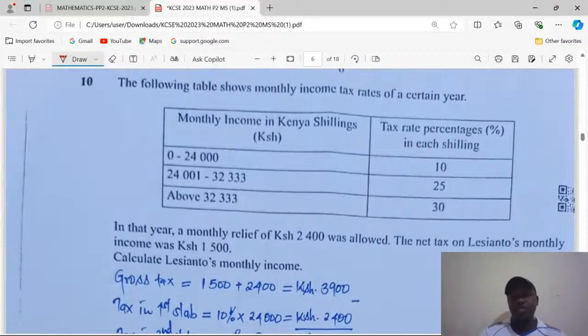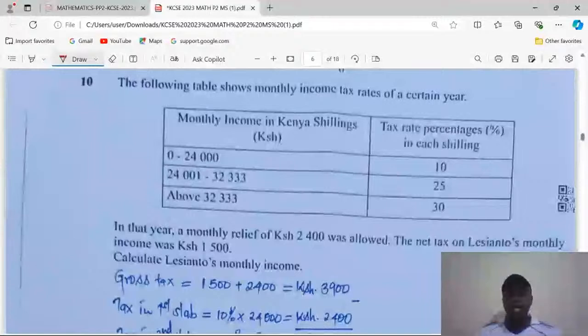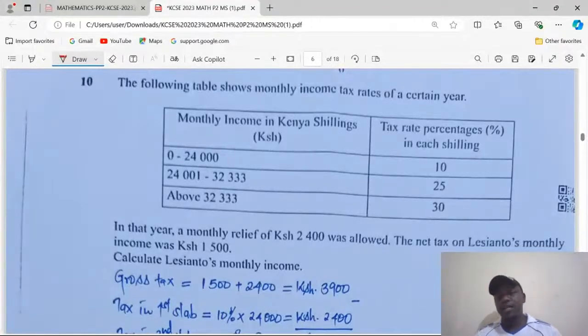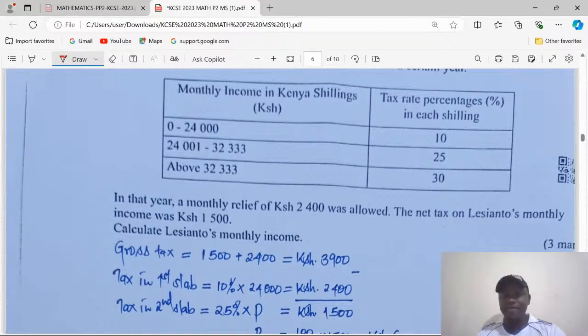Let us look at this question on commercial arithmetic, which is on reverse taxation. The following table shows monthly income tax rates of a certain year. We have the monthly income in Kenya shillings, and we also have the tax rates in pounds in each shilling. Between 0 and 24,000, we have the tax of 10, then the brackets follow, as you can see.